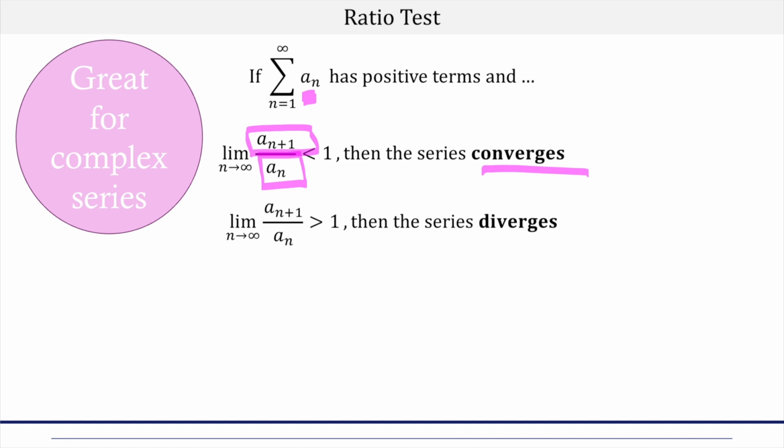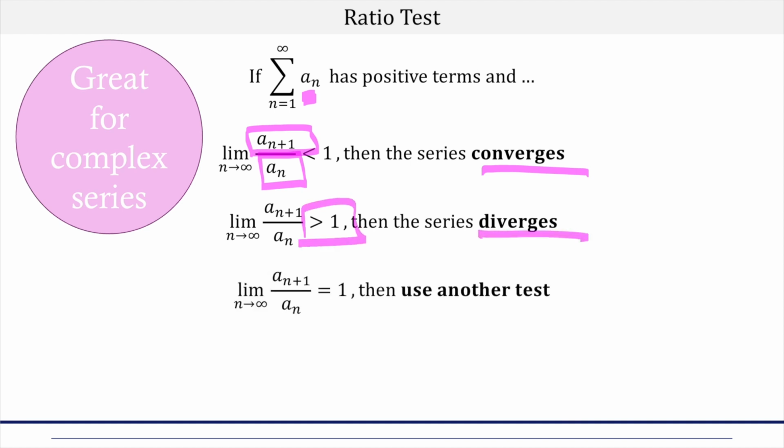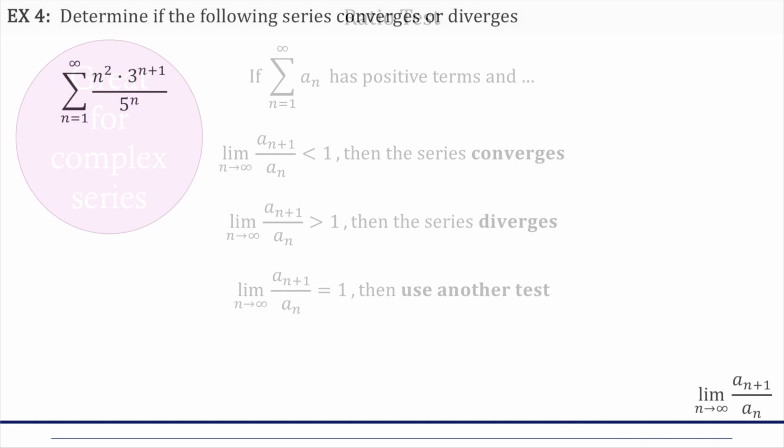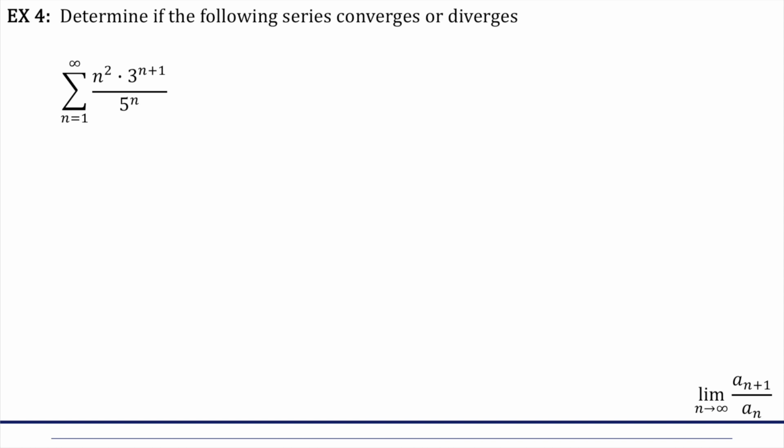If you do the same thing, but as you take the limit as n approaches infinity and you get something greater than 1, then the series diverges. If it equals 1, you got to use another test. So let me show you how this works.